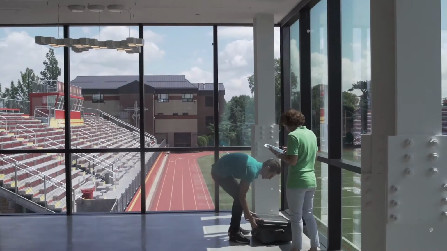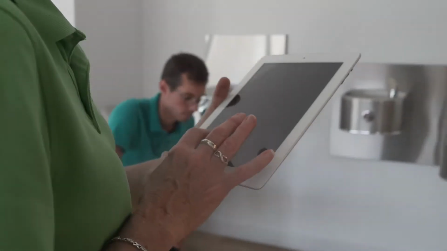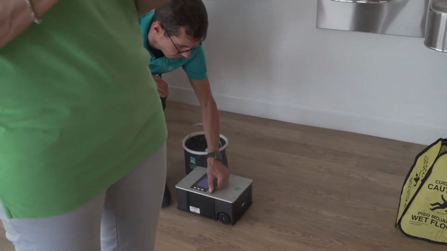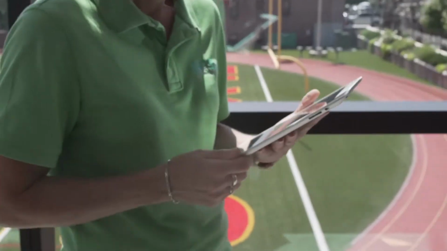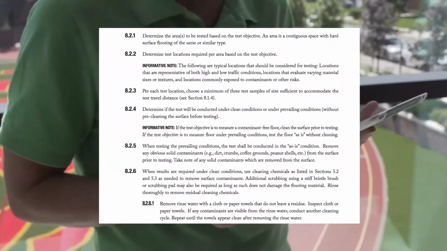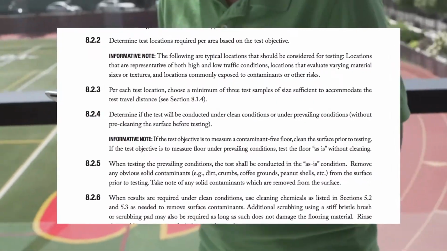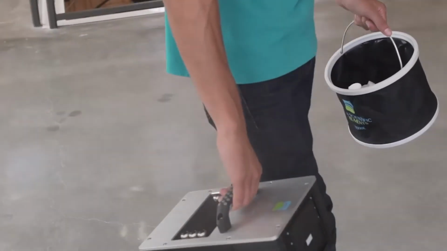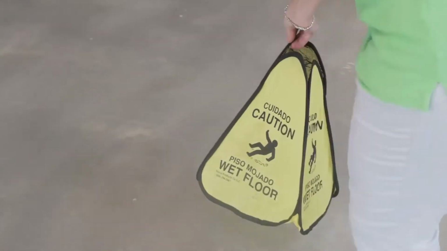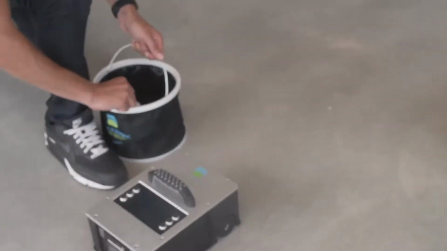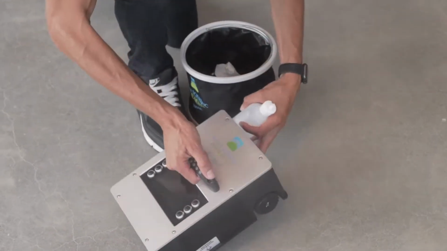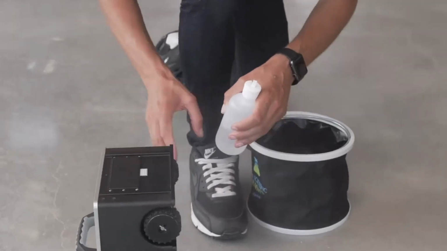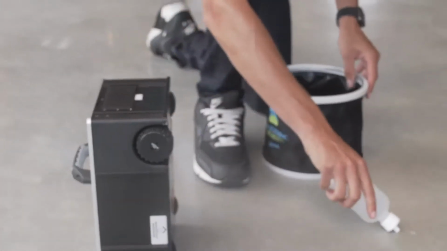Once you've determined where you'll be testing, you must choose your testing conditions. Whether you're testing under clean conditions or under prevailing conditions, reference the A326.3 standard for testing conditions protocol. You're now ready to perform the A326.3 field test procedure. In this video, we will perform a wet test using a surfactant solution of 0.05% SLS water.